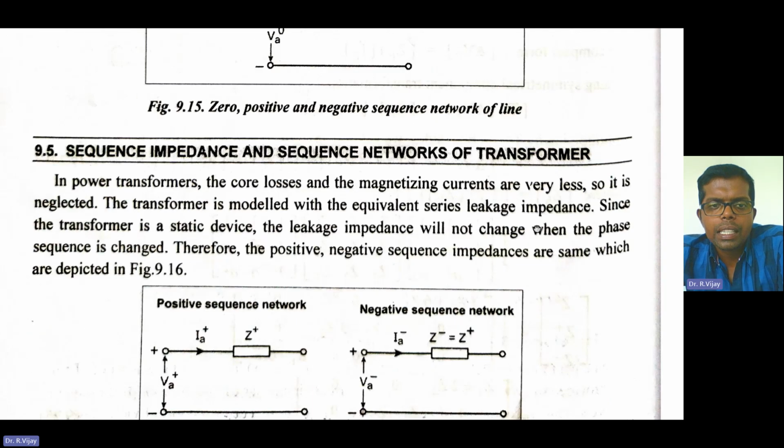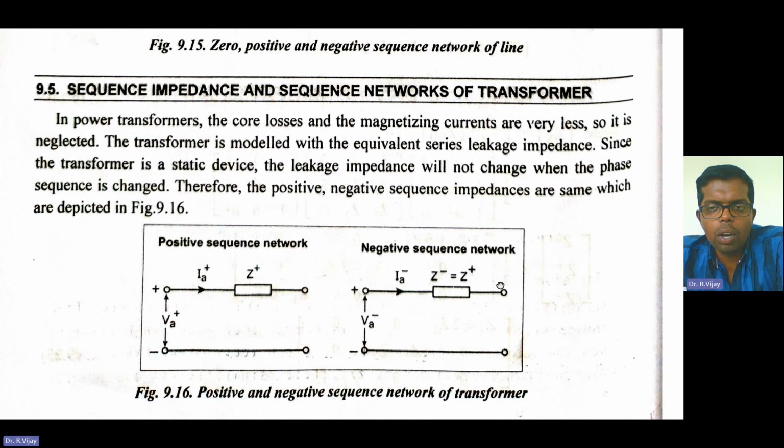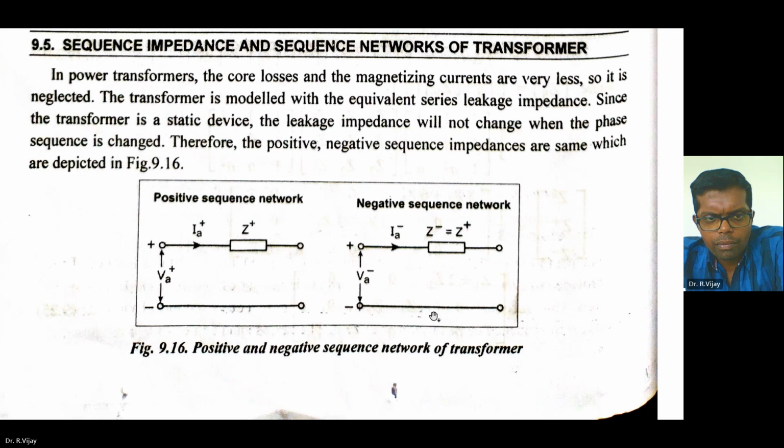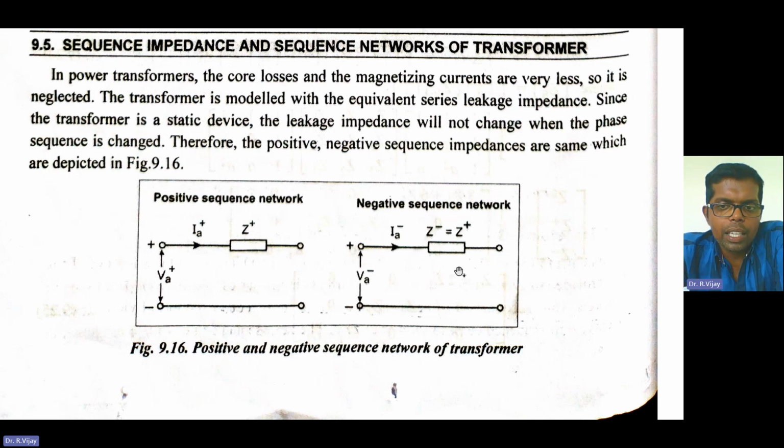Similarly, for the sequence impedance and sequence networks of the transformer, the positive and negative sequence networks of a transformer are the same as those of the transmission line. Here VA positive is the voltage between the positive and negative terminal, and here the current is IA positive and the impedance is Z positive. For the negative sequence network, the voltage difference is VA negative, the current is IA negative, and here the impedance is Z minus equal to Z plus.